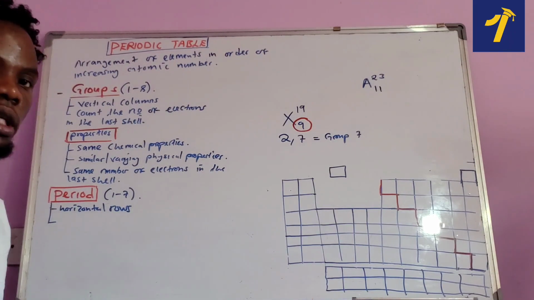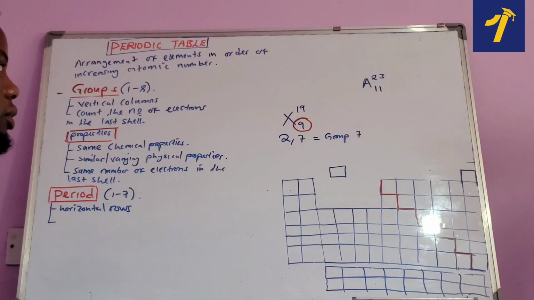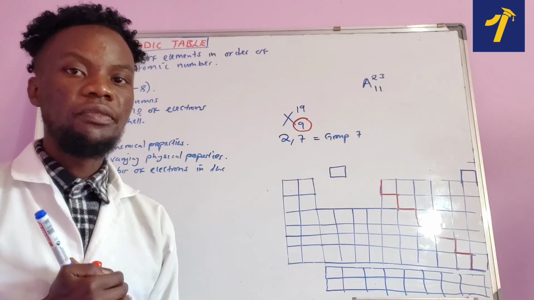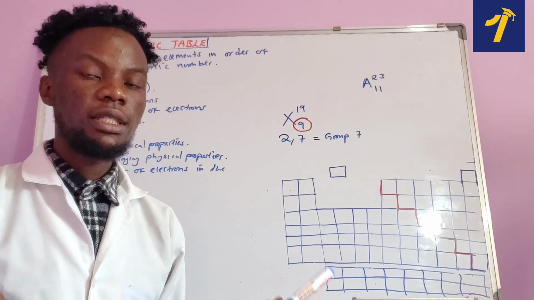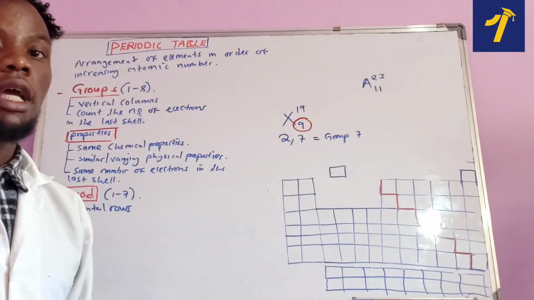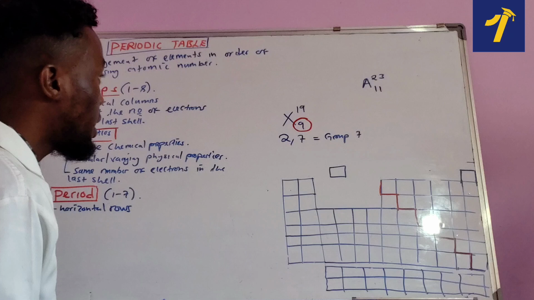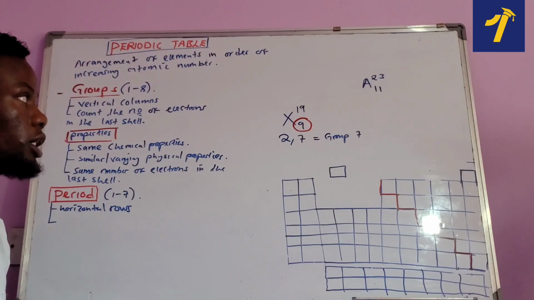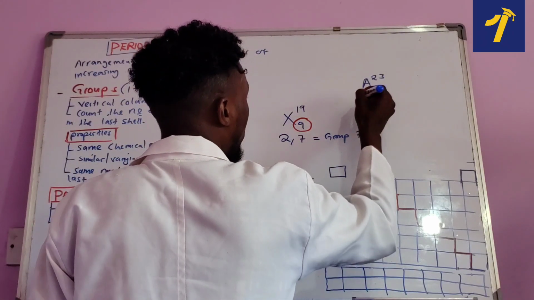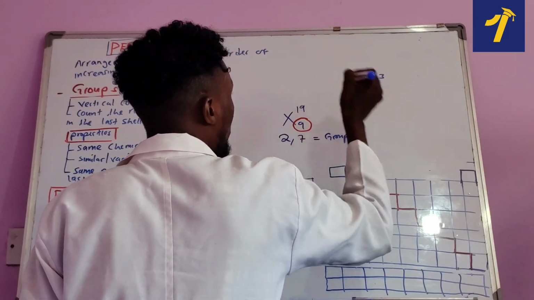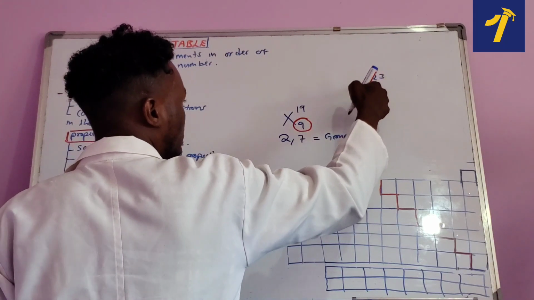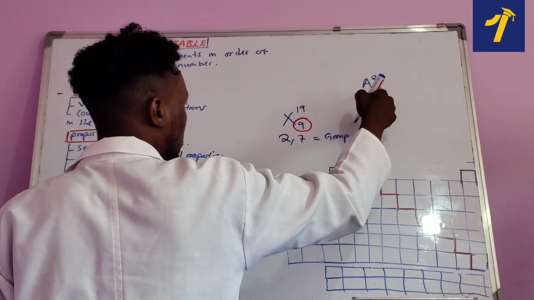So let us use whatever we learned from the previous example. The first thing that you need to do is make sure that you write the electronic configuration. Remember, what is electronic configuration? It's just the arrangement of different electrons in different energy levels. So we write the electronic configuration of element A. In the first shell we're going to have 2. Then you subtract these 2 from 11, and you remain with 9.